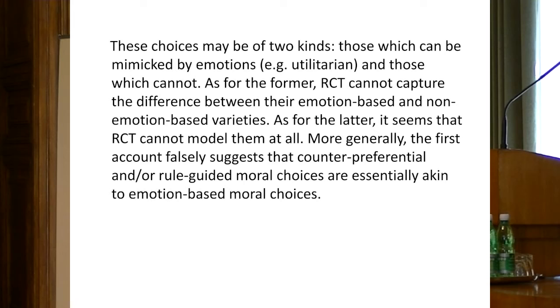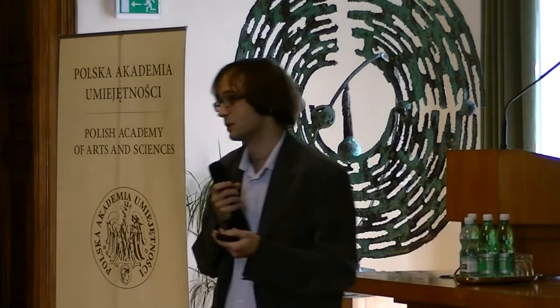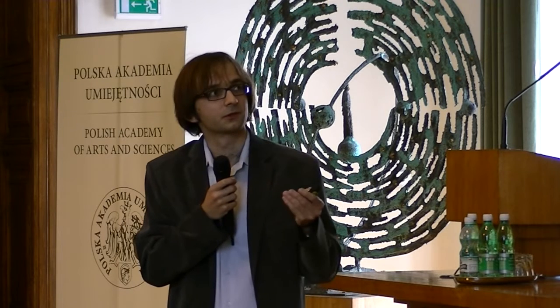As for the former, rational choice theory cannot capture the difference between their emotion-based and non-emotion-based varieties. And as for the latter, it seems that rational choice theory cannot model them at all. So those are the rule-guided choices. More generally, the first account falsely suggests that counter-preferential rule-guided moral choices are essentially akin to emotion-based moral choices. So this obvious basic distinction is simply lost when we believe in the universality of rational choice theory. Let me now pass to the second account.